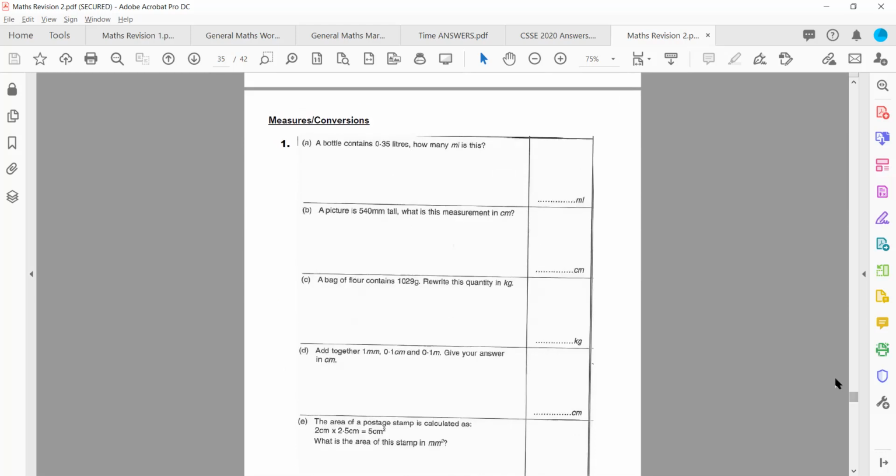Now, measures. If you don't know your measures, learn them, please. It's going to make your life so much easier.